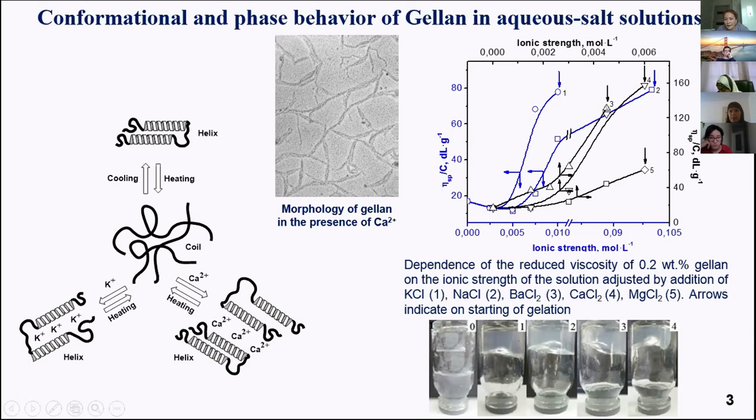Barium chloride, calcium chloride, then magnesium chloride, potassium chloride, and sodium chloride. Here you can see various formulations, various gelation of gellan in different concentrations of salts.